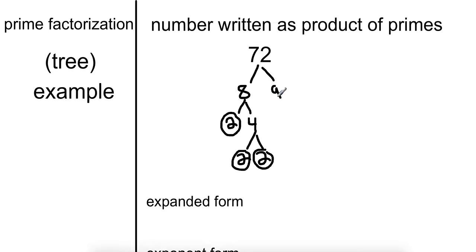So now let's break down 9. 9 can be broken down into 3 and 3. And yes, 3 is prime, so I circle them. So there's a factor tree, or prime factorization. We've broken it down into prime numbers. What you need to realize is I could go 2 times 2 times 2 times 3 times 3, and if I did that, I'd get back to 72.